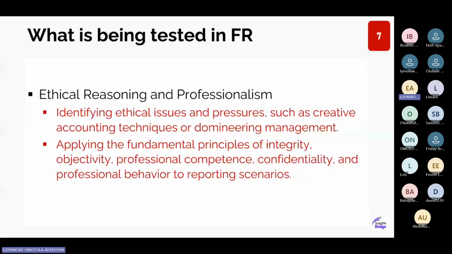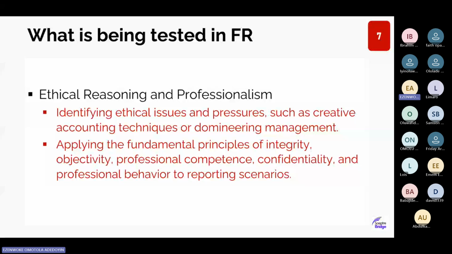So, ethical reasoning and professionalism: how do you apply those ethical issues? You've probably learned the codes of ethics. If the question wants you to talk about the application in financial reports, then, because it's financial reporting and not audit, it's going to be more focused on maybe IFRSs, right?